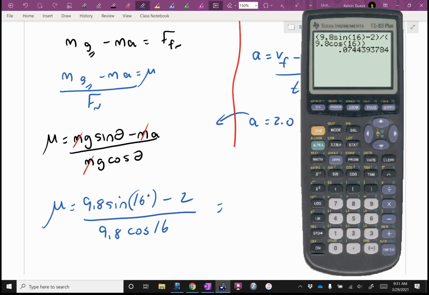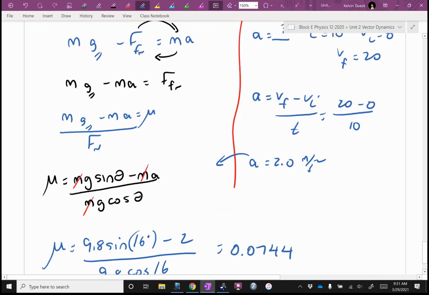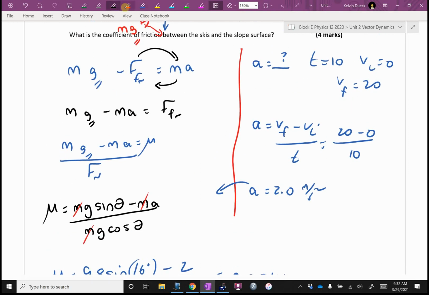People nodding? Is that small? Oh, no. Are we skiing on snow? Should be a small coefficient of friction. Yeah, I'm okay with that actually. So 0.0744. I would give you, what was this one worth? 4 marks. I'll give you 4 out of 4 if you found that. Otherwise, I would probably go something like half mark for that. Half mark for finding A.